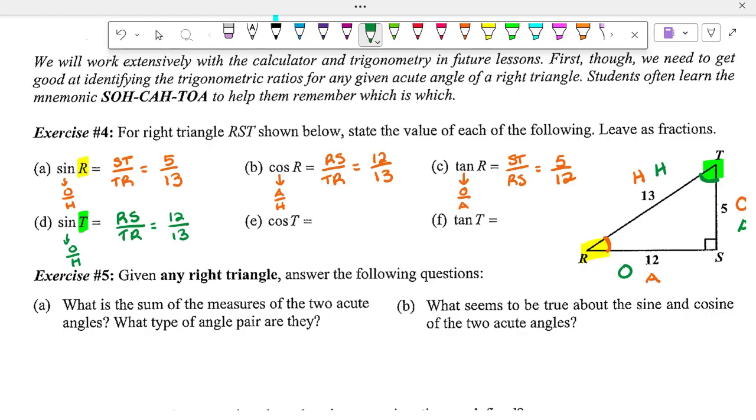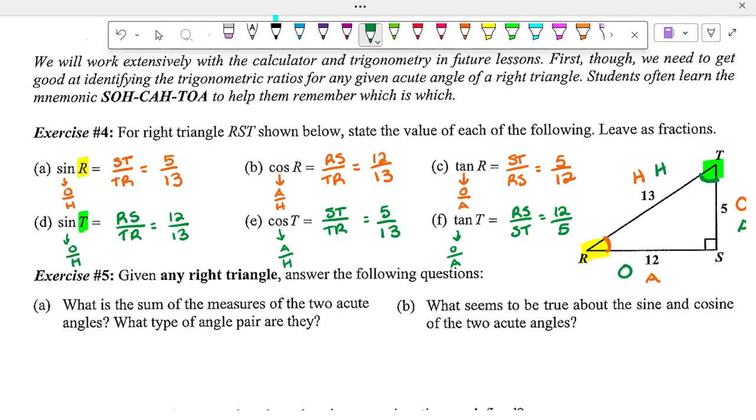What about cosine of t? We know it's going to be adjacent over hypotenuse. So what two sides is that? ST and TR or RT, doesn't matter. So what's the ratio? 5 over 13. And then lastly, tangent, that is opposite over adjacent. So it would be RS over ST, which is 12 over 5.